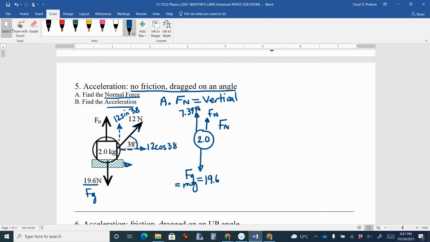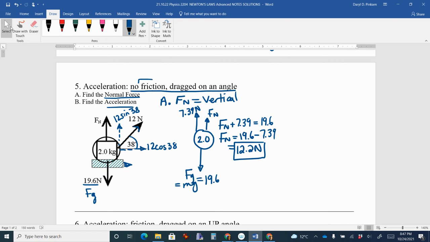So now the normal force plus 7.39 equals 19.6. The Fn is 19.6 minus 7.39. Calculator will solve this for us. 19.6 minus 7.39, and we get 12.2. So that's the normal force.